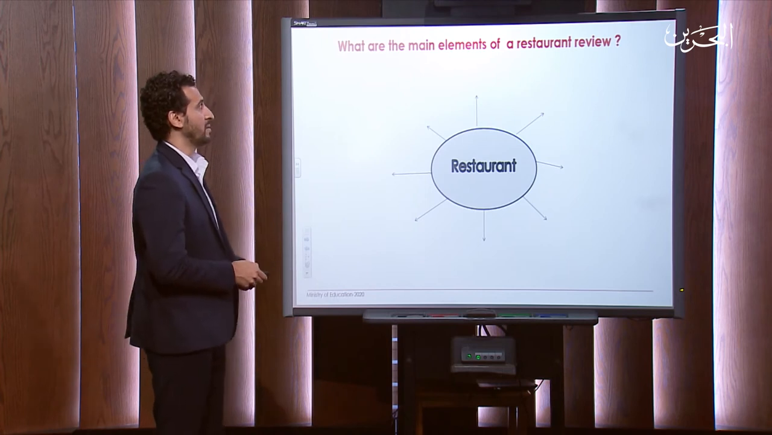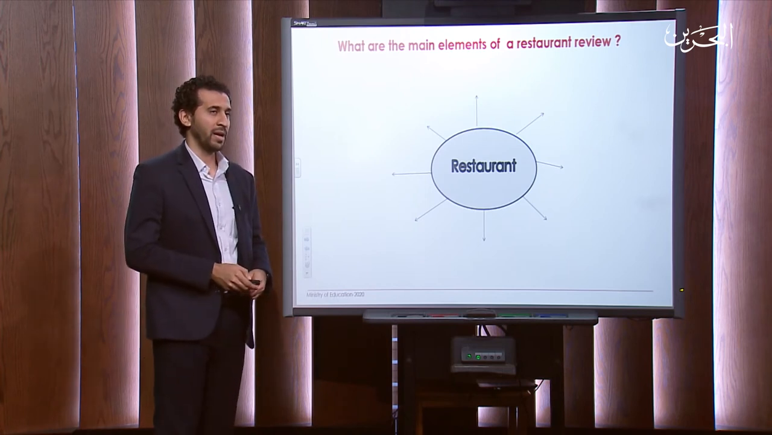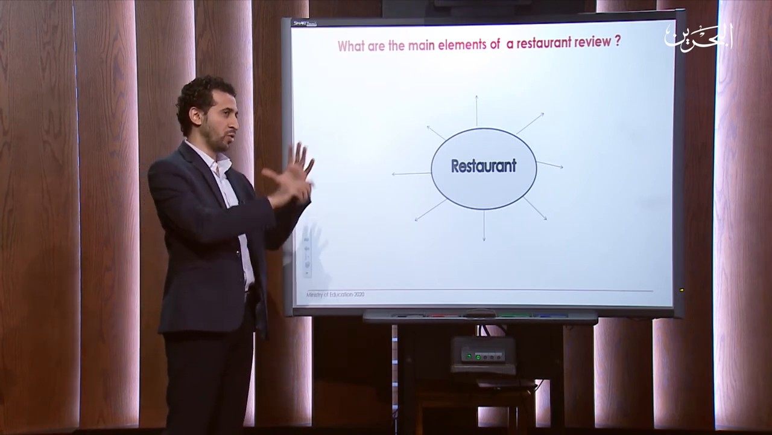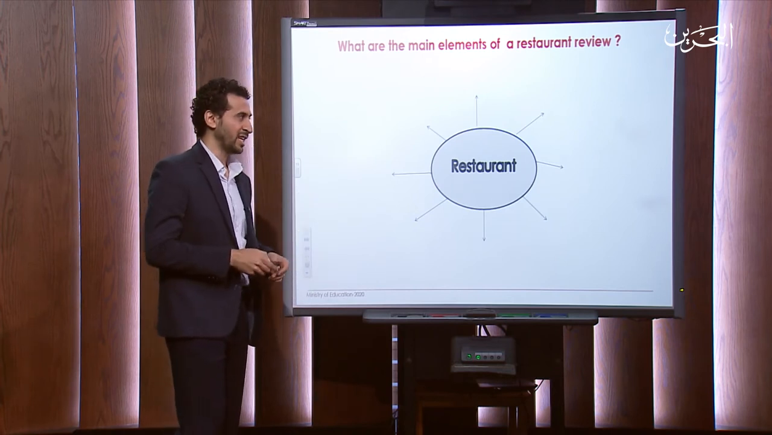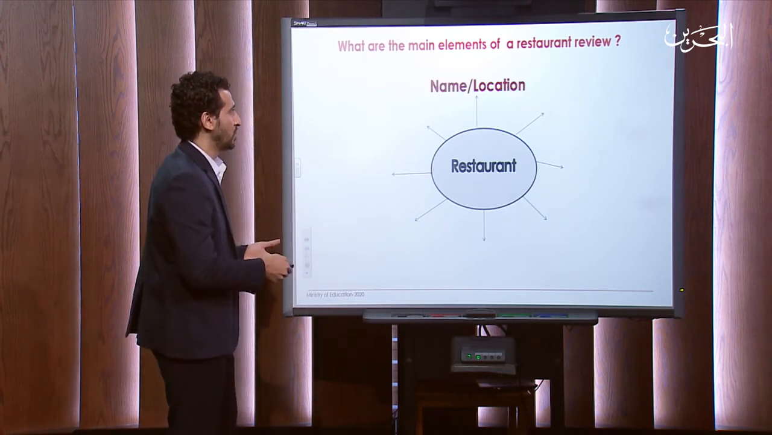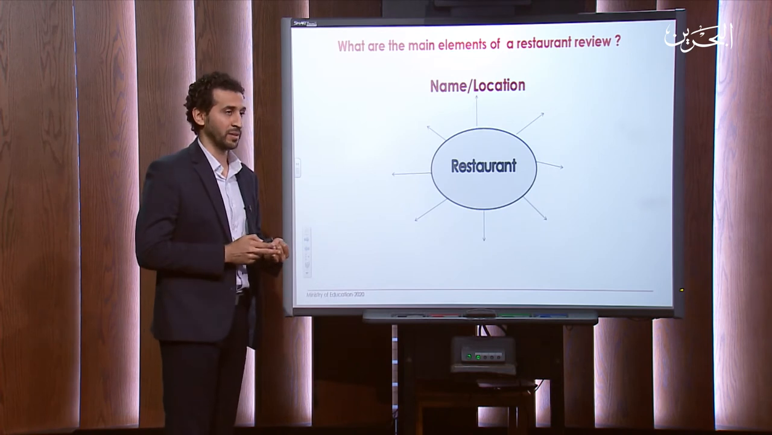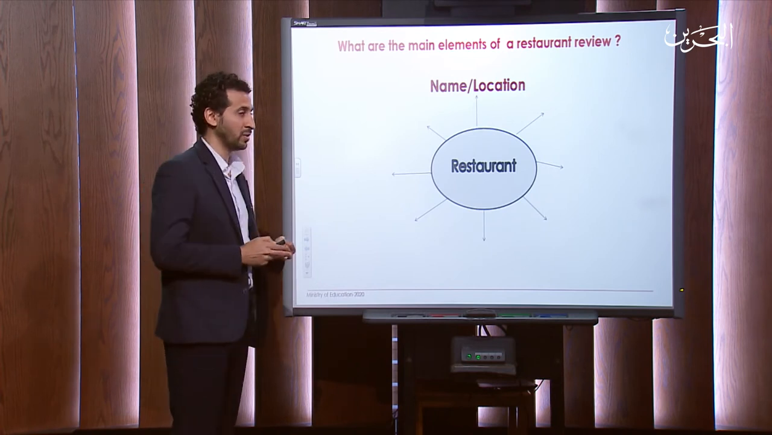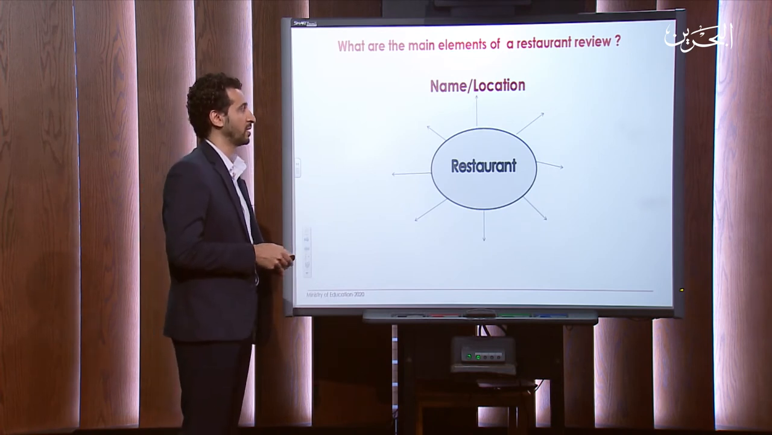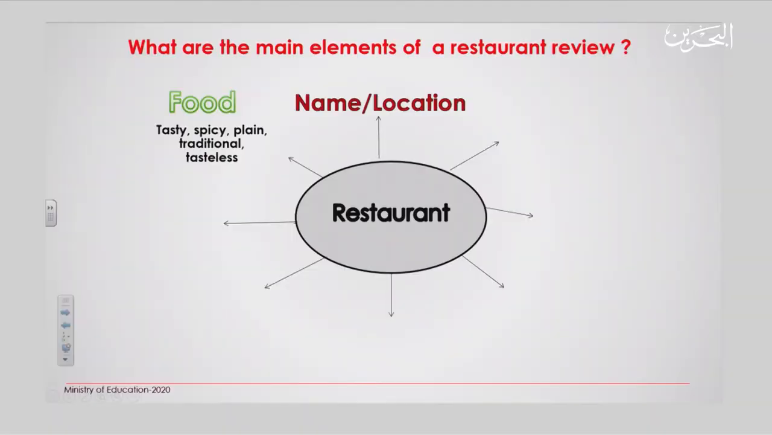All right, now let's move to the next slide. So what are the main elements of a restaurant review? Actually, we have discussed most of the elements, and I just wanted to remember them with me. So the first thing is name and location. So you need to include the name and the location of the restaurant. The other thing is food. So tasty, spicy. Look at these adjectives. You can use them to describe food in the restaurant.